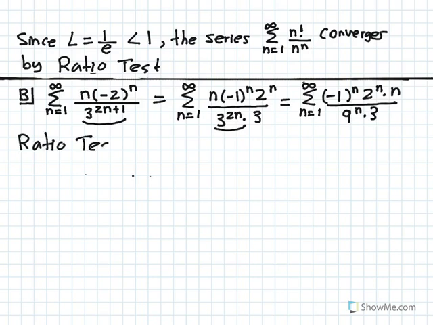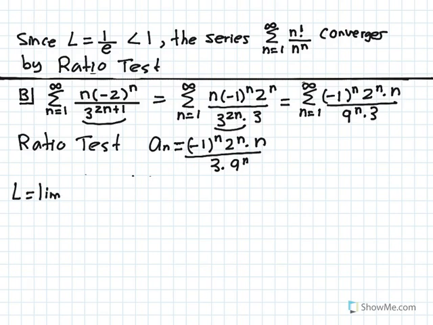We'll apply the ratio test with a sub n equal to negative 1 to the power of n times 2 to the power of n times n, divided by 3 times 9 to the power of n. So L is equal to the limit as n approaches infinity of the absolute value of a sub n plus 1 divided by a sub n. Now plug in n plus 1 wherever we see an n.